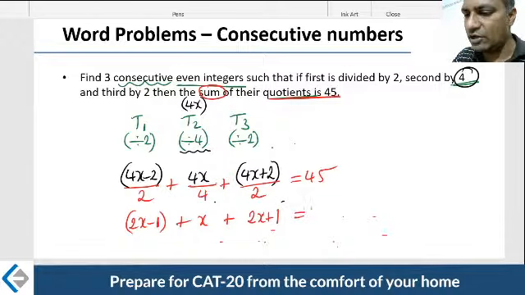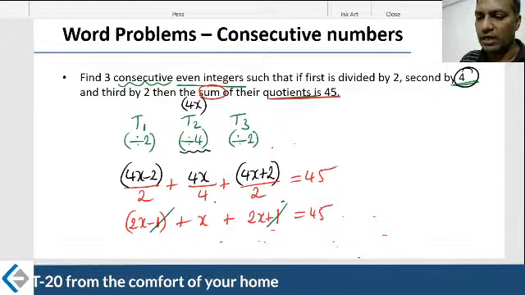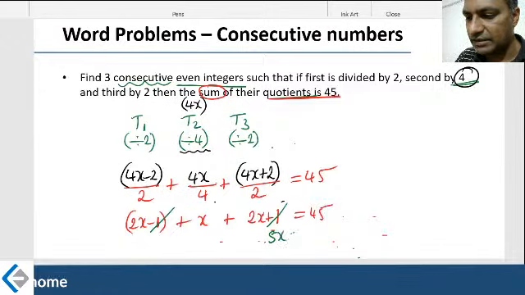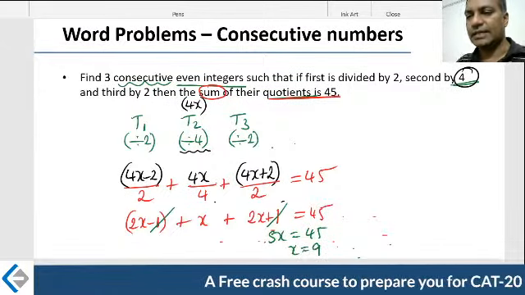3x plus 1. What is the value of this? 45. What is getting cancelled, dear friends? This plus 1 is getting cut off with this minus 1. Therefore, adding the others, you are saying that 5x is equal to 45. Therefore, what is x? X is nothing but 9.